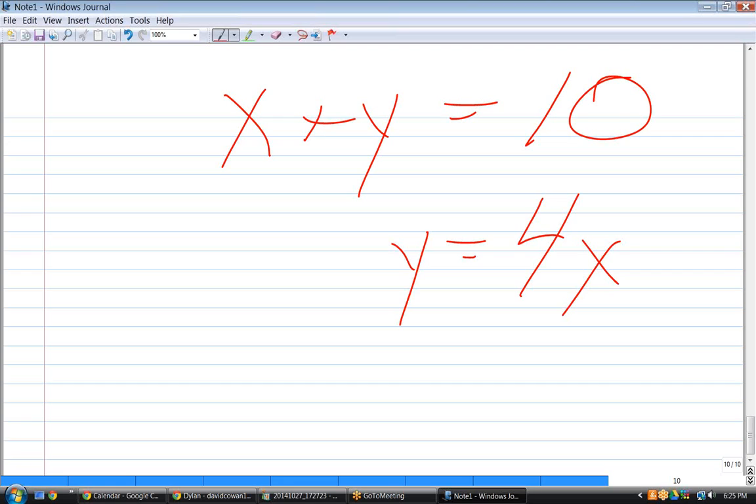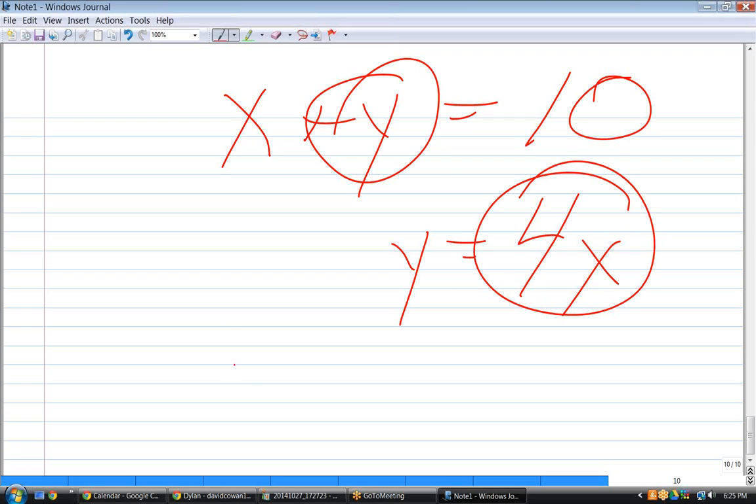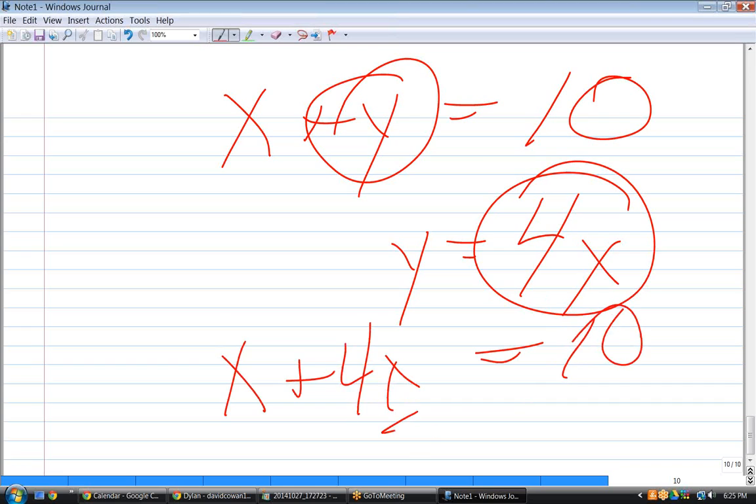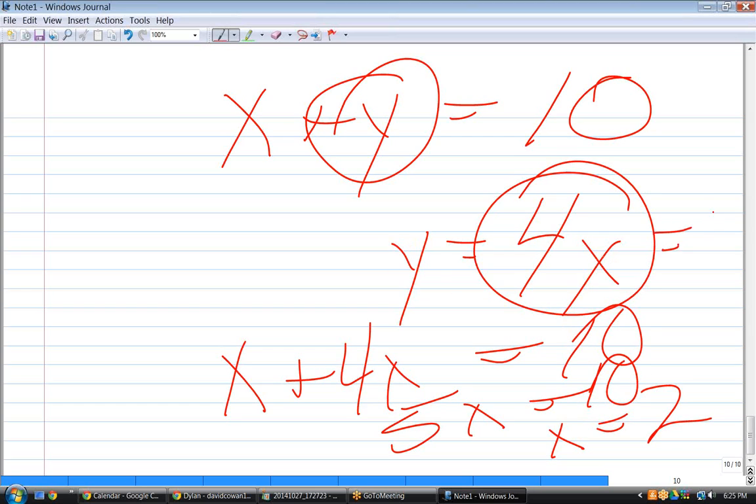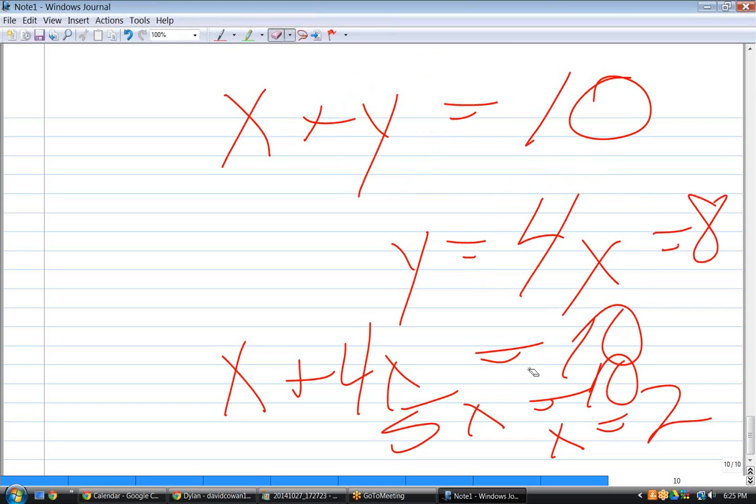In other words, solving a system of two equations by substitution is what we're doing. We're going to substitute 4x in place of y. So we would have x plus 4x equals 10. That's 5x. X equals 2. Once you've solved for x, now y is 4 times 2. So y would equal 8. So that was the technique called substitution.